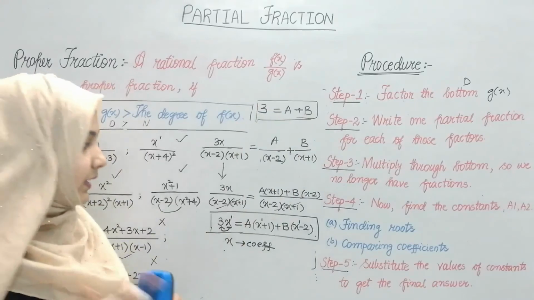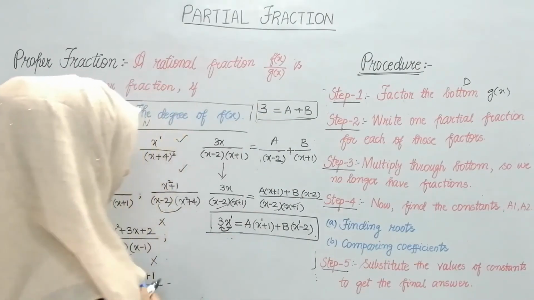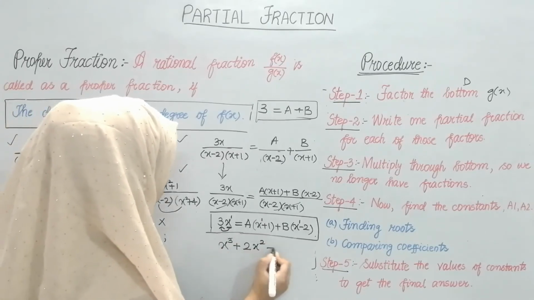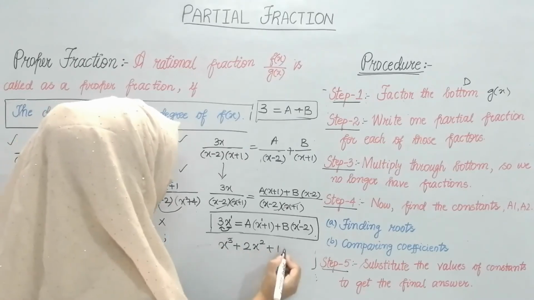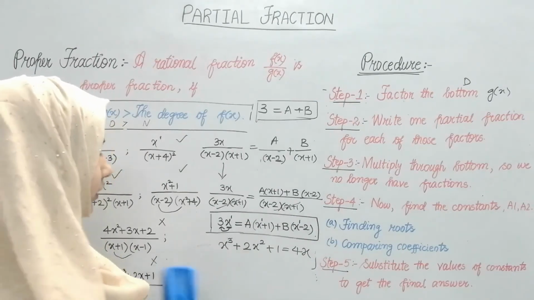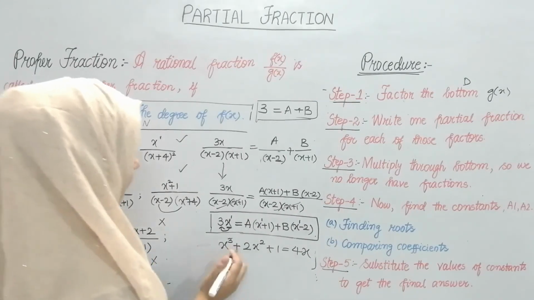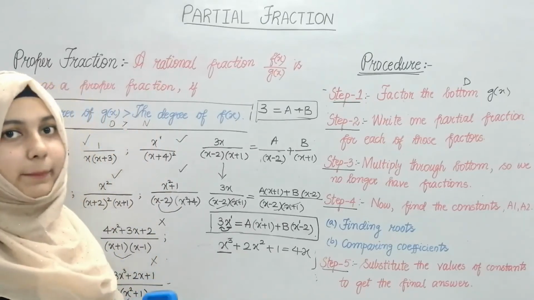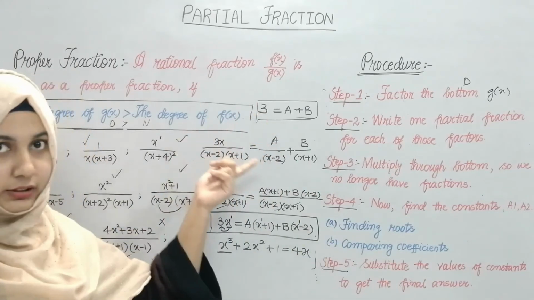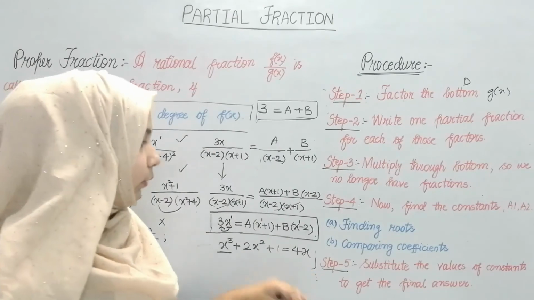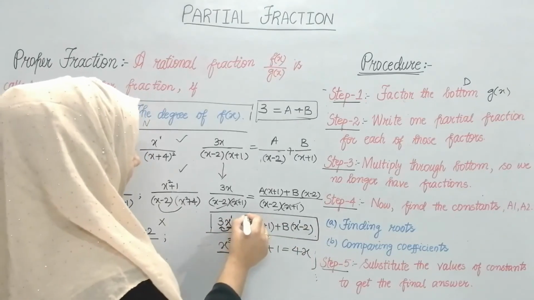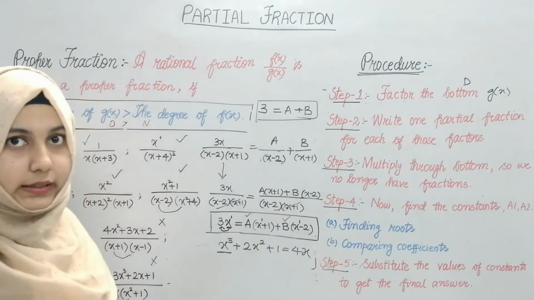We compare the coefficients. Suppose this was the equation, x cube plus 2x square plus 1 is equal to 4x. Suppose this was a question. Here the variable with the highest degree is x cube, right? So now we compare the coefficients of x cube on both the sides. This is how we do it. This is the second method. If the first method fails, we go for the second method. After performing these two methods, we'll get all the constants. We'll get a, we'll get b. If I have c, d, other constants, we get those as well.